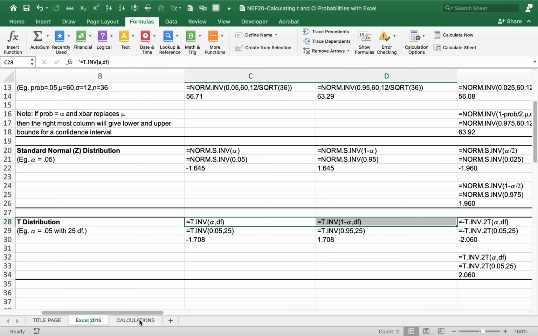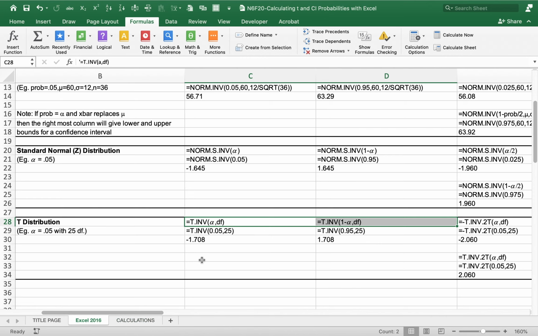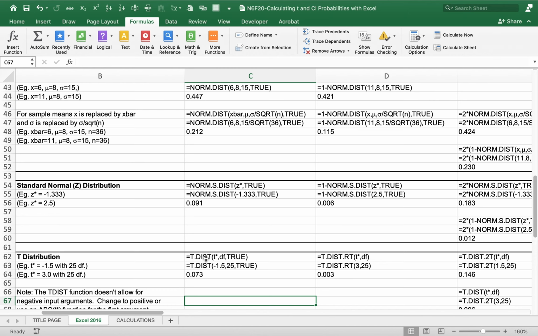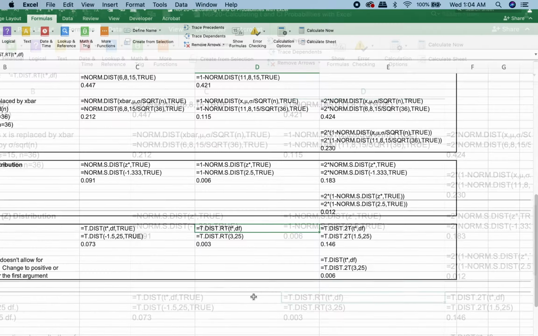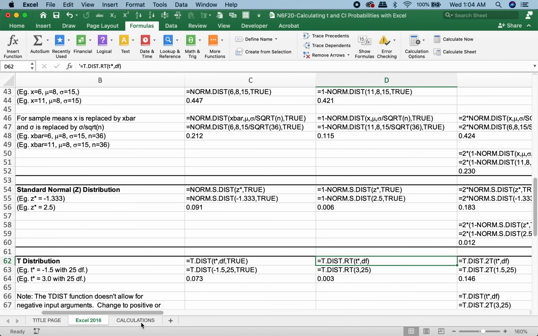And so let's go over here to the calculations. I've just written those out here. Sorry, I was in the inverse section there. I should be down here. There we go. So it's these two that I'm talking about, the T.DIST and the T.DIST.RT, the right tail. Okay, and so let's take a look at the calculations.